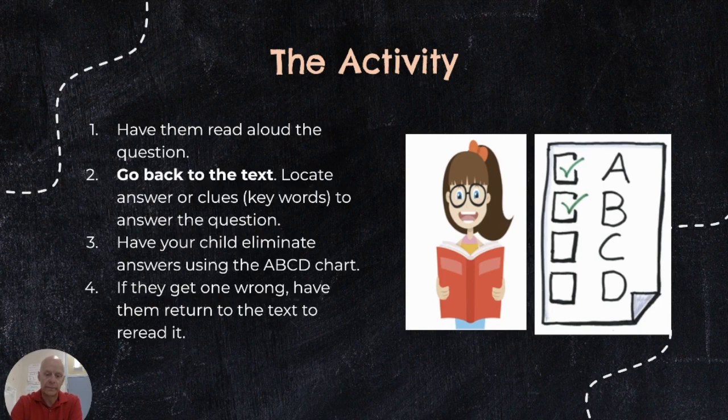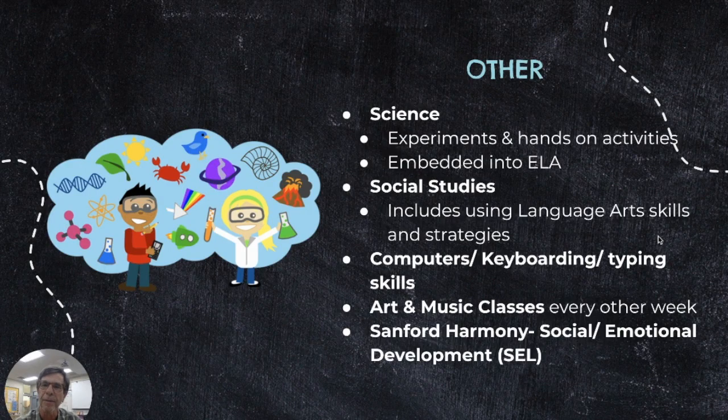Other curriculum includes science, social studies, computers, keyboarding, and typing skills. Also, every other week, students will be attending VAPA, visual arts and music classes, and also throughout the week, students will be getting Stanford Harmony curriculum, which includes social emotional development that was talked about earlier in the video.